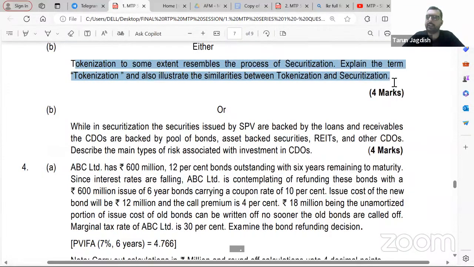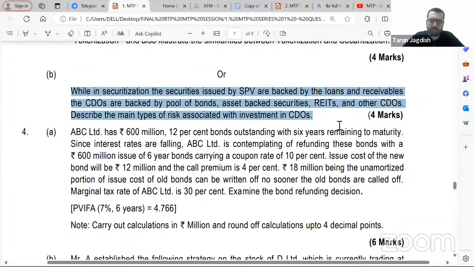Tokenization. Friends, I'll be covering this on the Saturday theory, tokenization. All right. Even this one I'm covering on the Saturday's theory part.